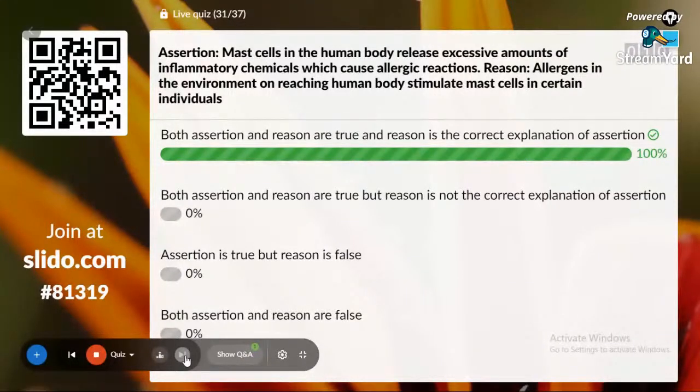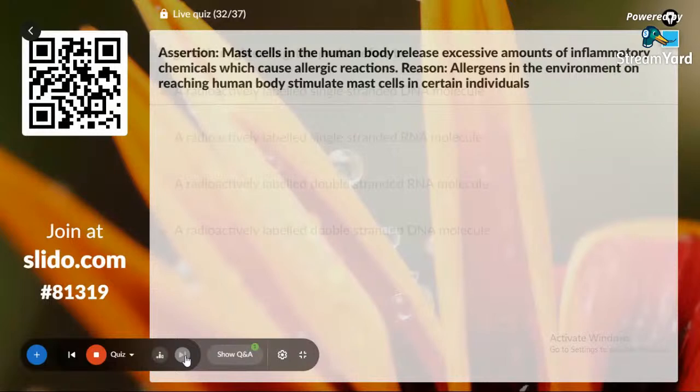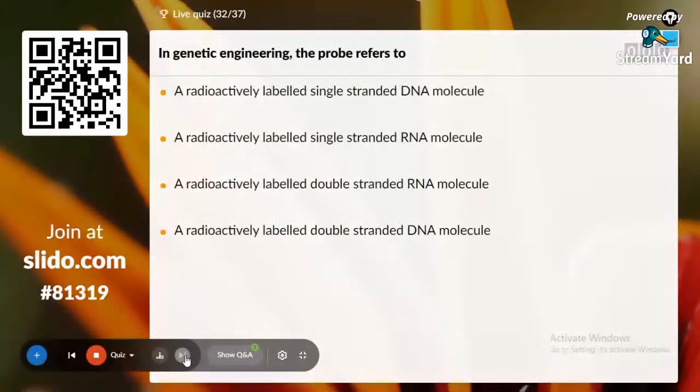Six more questions remaining. 30-second question. In genetic engineering, the probe refers to: a radioactively labeled single-stranded DNA molecule, a radioactively labeled single-stranded RNA molecule, a radioactively labeled double-stranded RNA molecule, a radioactively labeled double-stranded DNA molecule.